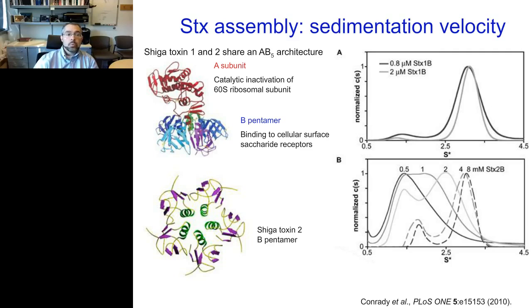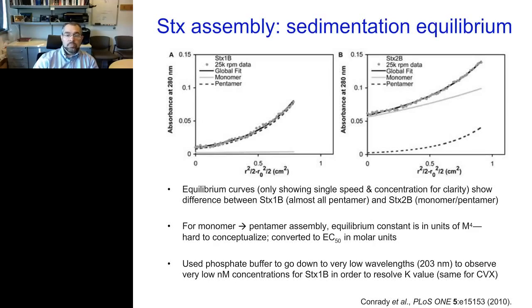So it's clearly a much weaker interaction that stabilizes the pentamer in Shiga toxin 2. And there's probably some really important significance in terms of the biology to that phenomenon. And then we used equilibrium to really figure this out in detail.